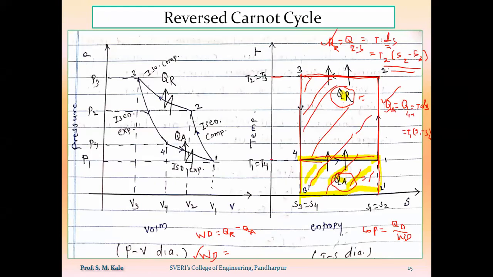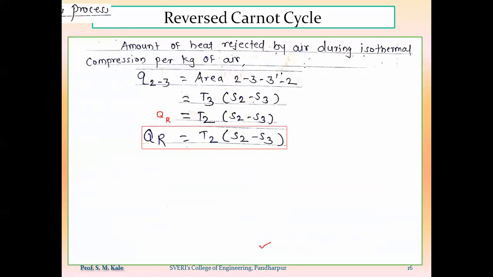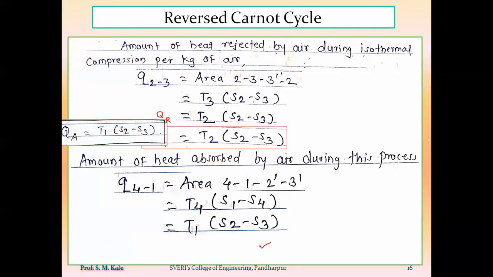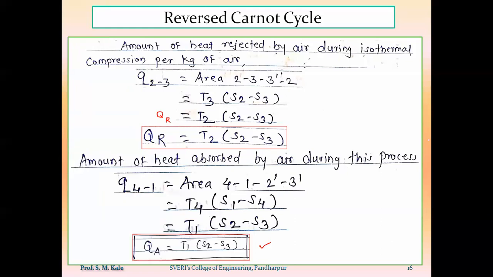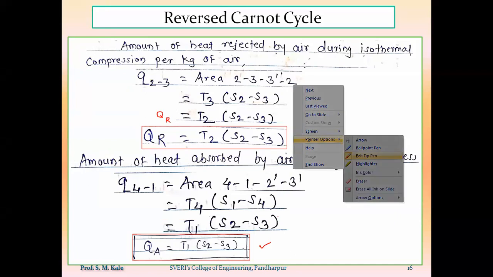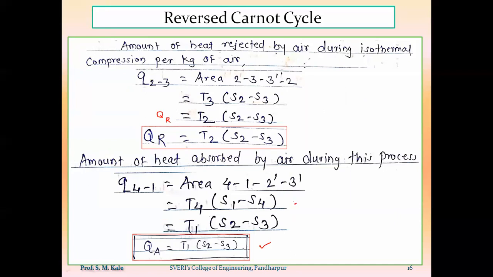Same value we have calculated. Here you are getting that value T1. The amount of heat absorption is nothing but T1 into S1 minus S4, because I know that T4 is equal to T1. So here I am getting T1 into S1 minus S4.